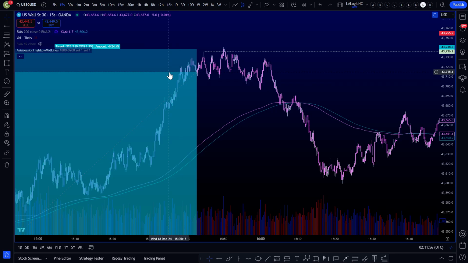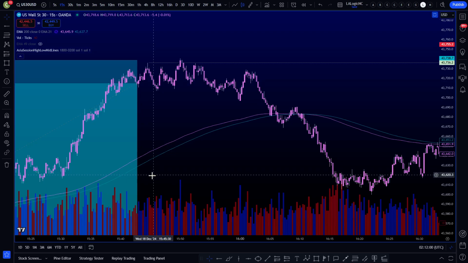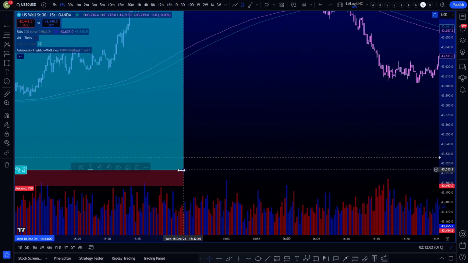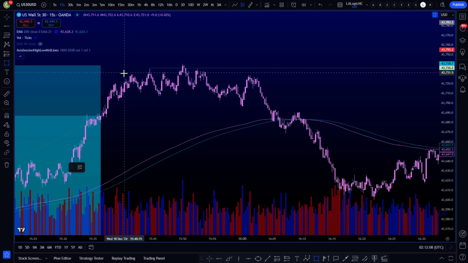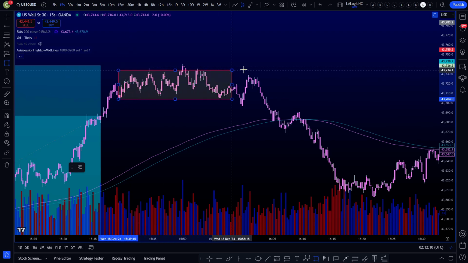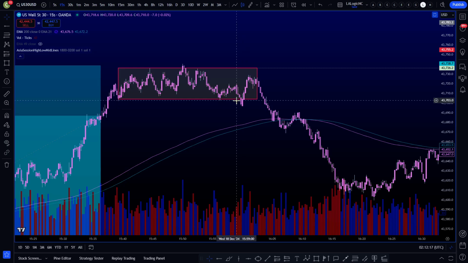Because this is a distribution, quite frankly. Begin to have consolidation. Here's a new phase, a new distribution phase. Right? Price begins to slow down here. Price begins to consolidate. We see the first break. Fake out.